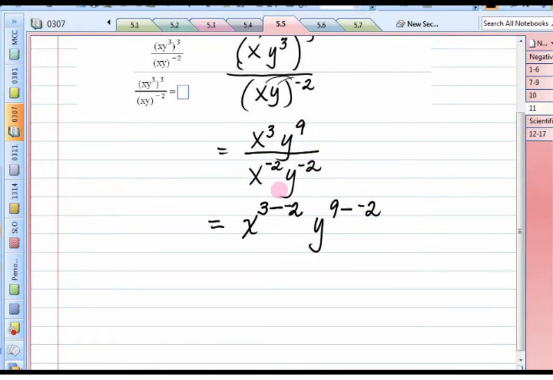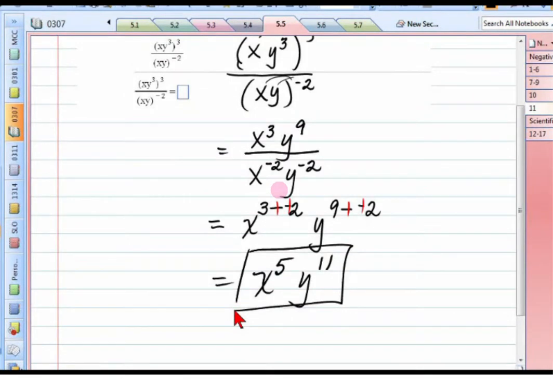So now I'm going to change that minus into plus, and I end up with x to the 5th, y to the 11th.